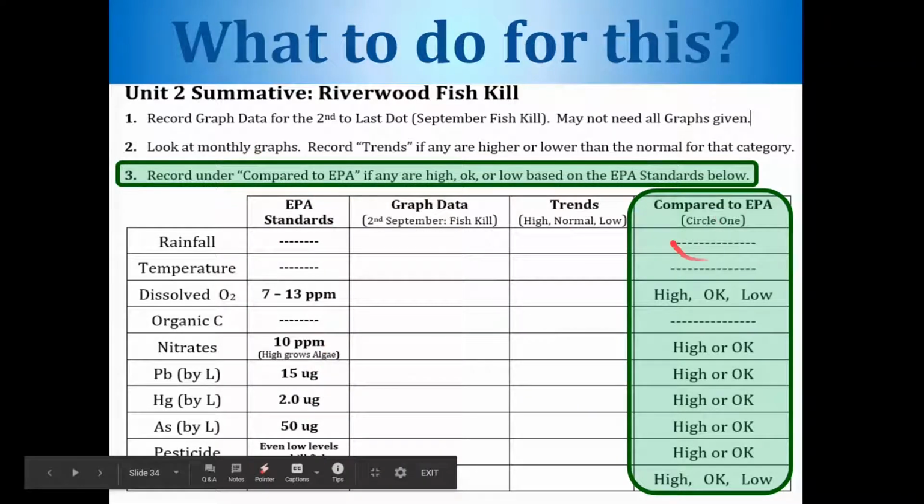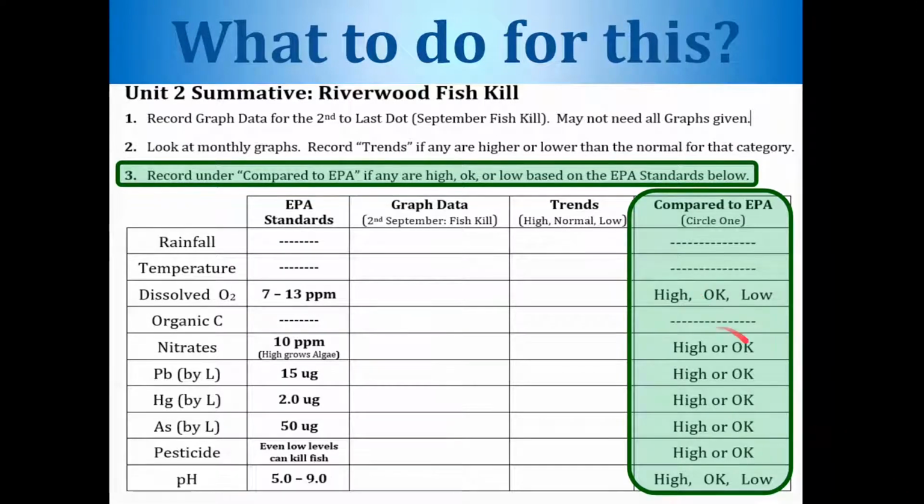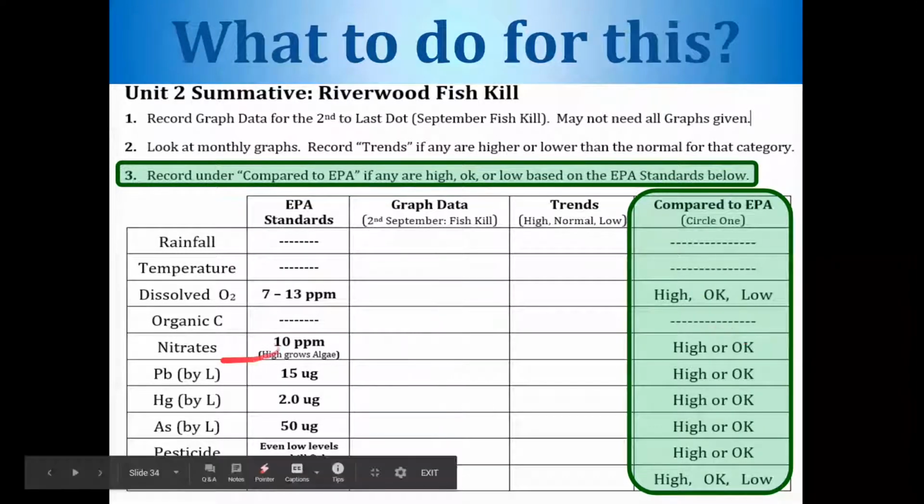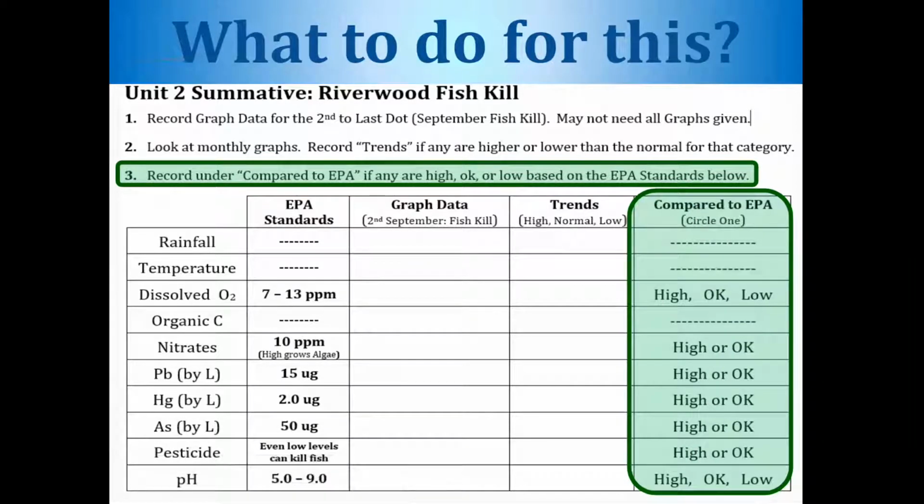And you're just going to sit there and say, is it high, okay, or low, or is it just high or okay? Because as far as nitrates, there's not a too low nitrates. Same thing with lead, mercury, arsenic, or pesticides. You don't need any amount of arsenic for the fish to be fine. Arsenic is a poison. So it's either going to be high or it's going to be okay. This here is a huge clue as to what killed the fish.